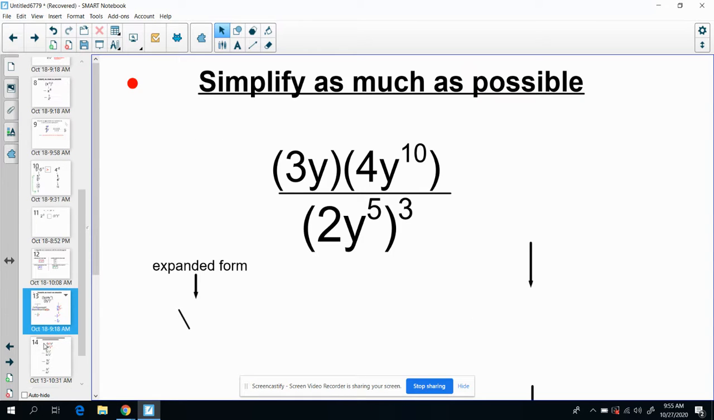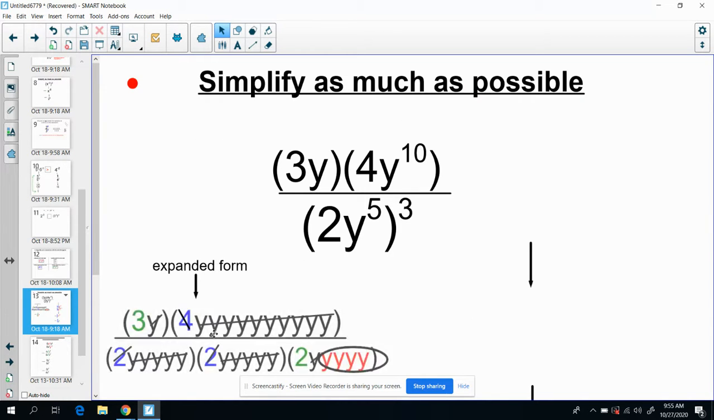All right, we're going to do 2 more problems. These are a little bit harder here, right? When in doubt, expand it out. You would see that's a lot, right? Keep in mind, coefficients you just treat as regular here. So 3 times 4 is 12.